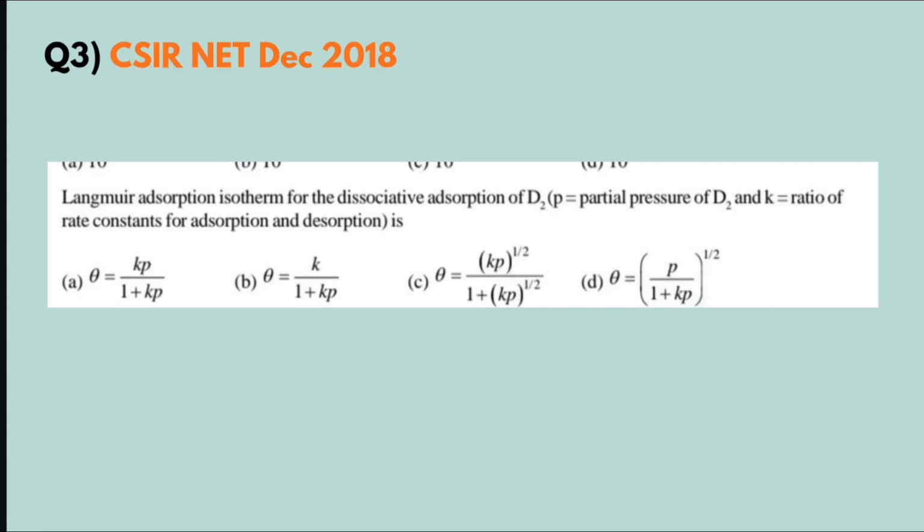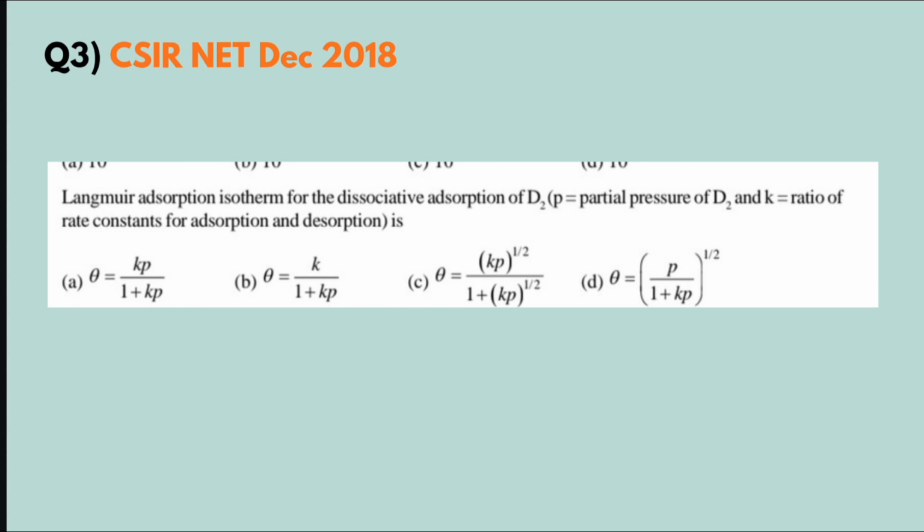Now we'll see the third question. This question was asked in CSIR NET December 2018. Langmuir Adsorption Isotherm for the dissociative adsorption of D2. P is equal to partial pressure of D2 and K is equal to ratio of rate constant for adsorption and desorption. Option A, theta is equal to Kp divided by 1 plus Kp, and option B is theta is equal to K divided by 1 plus Kp, and option C is theta is equal to (Kp) to the power half divided by 1 plus (Kp) to the power half, and option D is theta is equal to P divided by (1 plus Kp) whole to the power half.